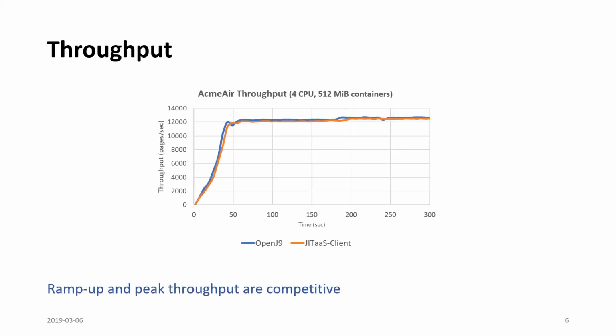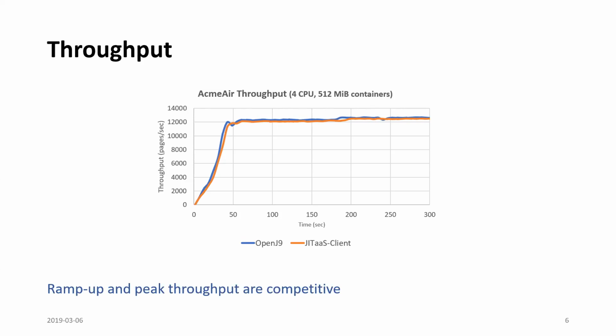This slide shows the throughput in Acme Air. If you look at the two lines, the OpenJ9 line and the JIT as a service client line that represent the throughput, those lines are almost overlapping, which means that in JIT as a service, both peak throughput and ramp up are very competitive with the counterparts from OpenJ9. And this is a very good result, especially for ramp up. So it's quite surprising that despite the latency that the network introduces, we are able to achieve such a good ramp up result. And there are probably three different aspects that help with ramp up in this case.